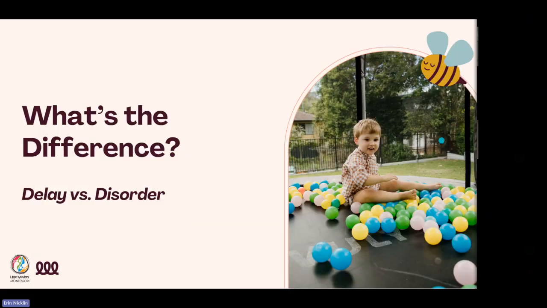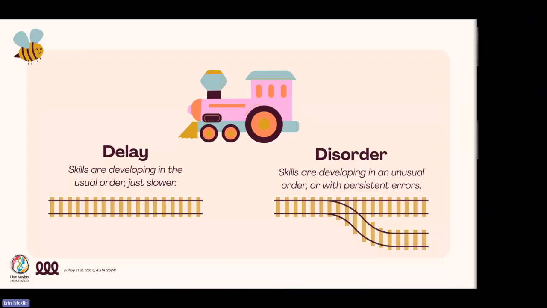So we're going to jump straight into what is the difference between a delay and disorder, so that we hopefully feel more confident in understanding that terminology. So the heart of our talk tonight are these 2 concepts. So we have a delay. Now, a delay means that your child is on the same developmental pathway as their peers, as everybody else in their cohort, but it's taking them longer to get there.